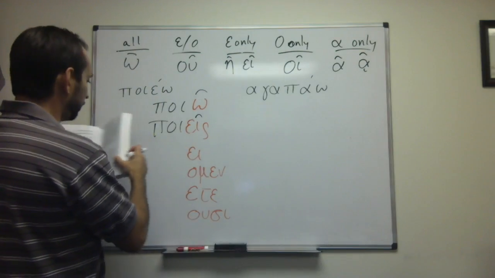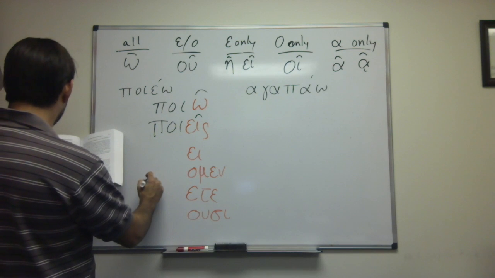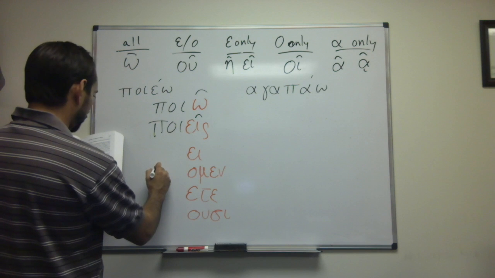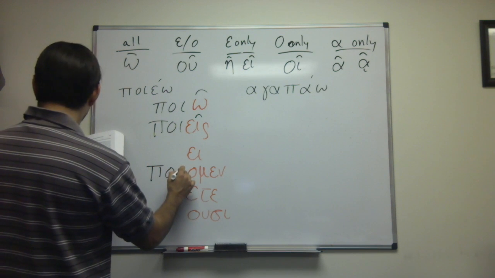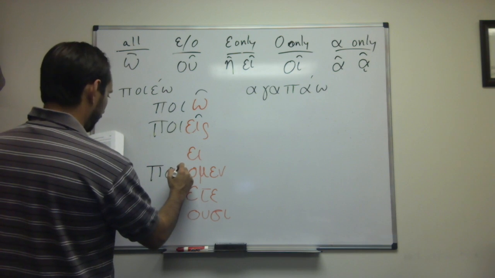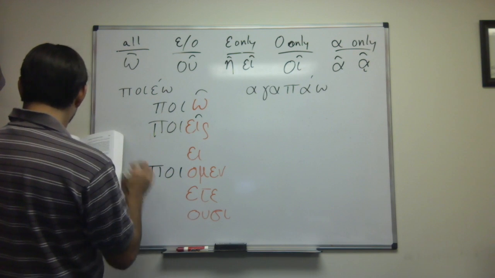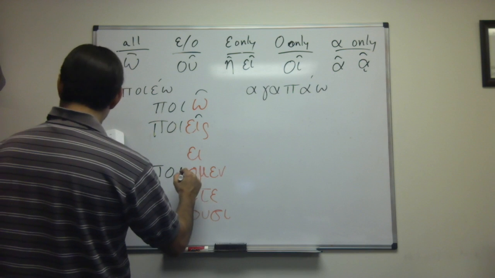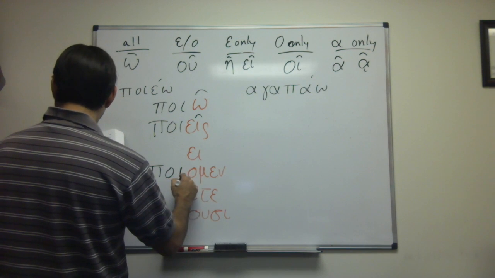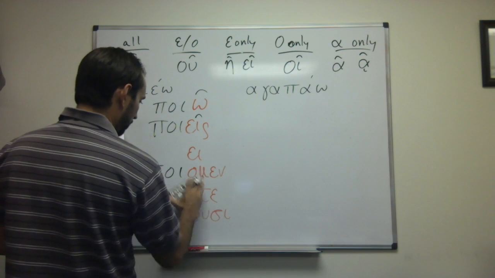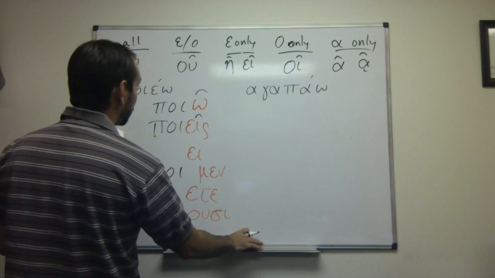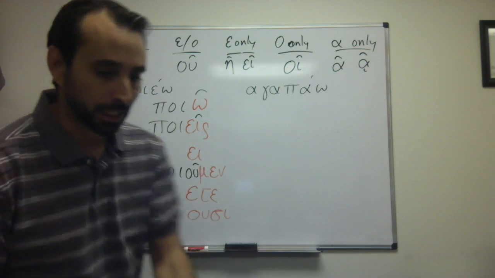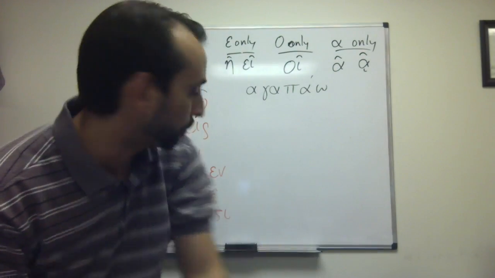So let's say I add it to here. I shouldn't probably go through all of these, because I don't want to make this video too long. Poieo, poieis, poiei, poioumen. There you go. Okay, so this is one of the examples I want to give you before I move on.